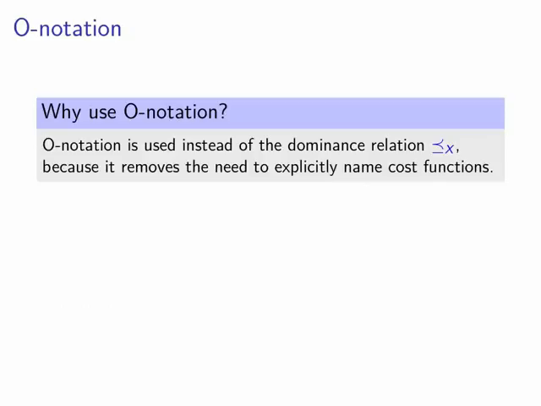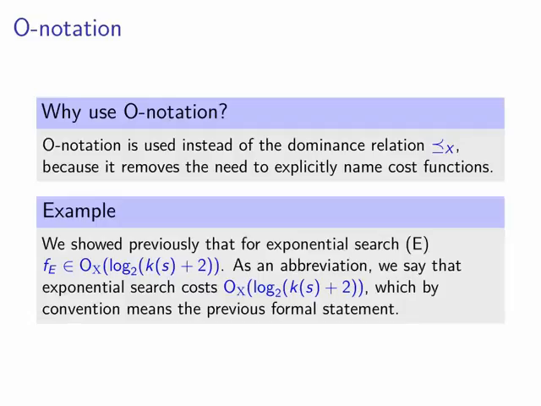O-Notation is used instead of the dominance relation because it removes the need to explicitly name cost functions. For example, we showed previously that exponential search is in the set O of log 2 k plus 2. As an abbreviation, we say that exponential search costs O of log k plus 2.